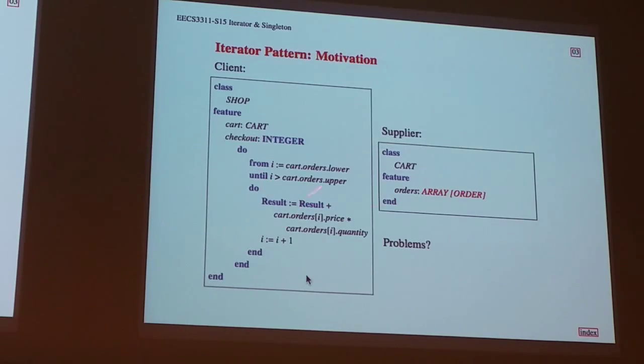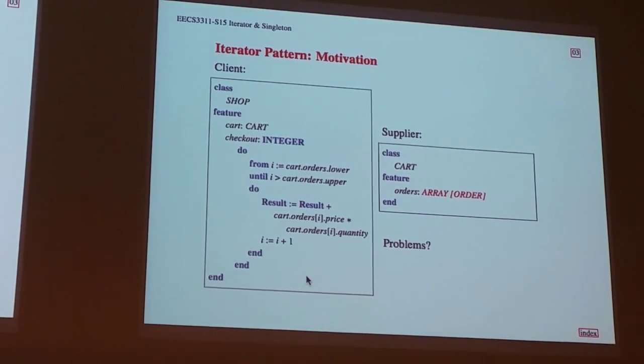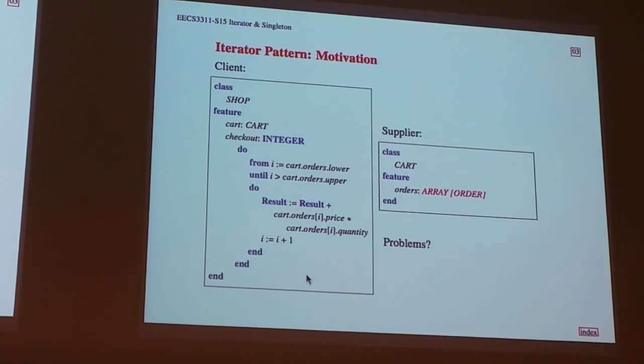Specific to this checkout feature, I can, for example, define a feature in the supplier called checkout. The checkout feature in the supplier will use the secrets of the supplier itself, which is okay, because I'm moving the burden from the clients into the supplier. So the code would be as easy as simply saying result, let's say cart.checkout.